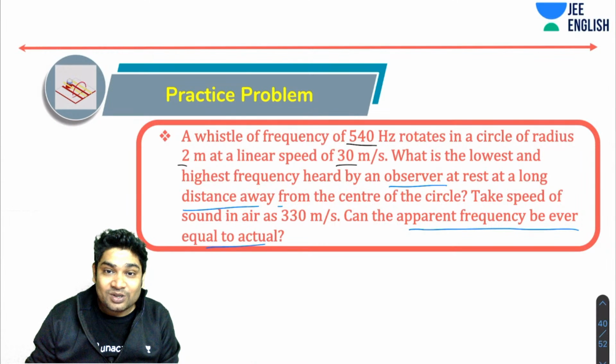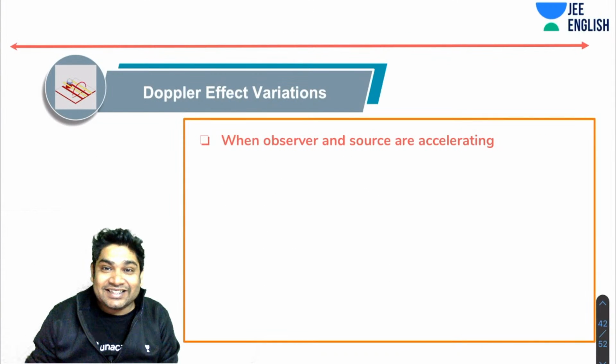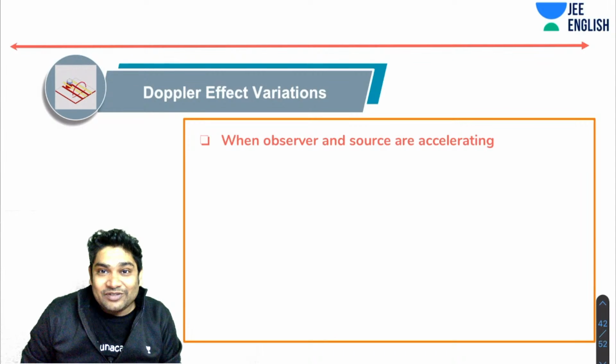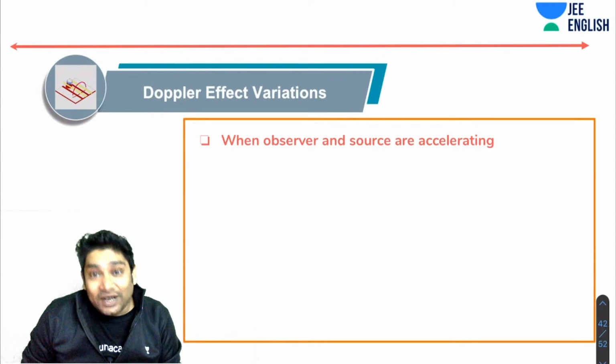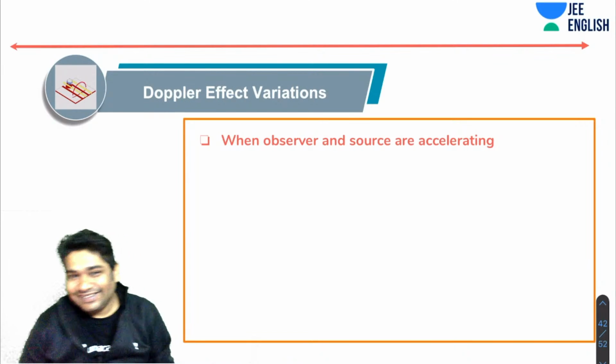So yes, all your answers are absolutely correct. Well done, guys. Again, this is the last variation that we need to consider for Doppler's effect. This variation says, what if your observer and source are accelerating? So what happens if your observer and source are accelerating?